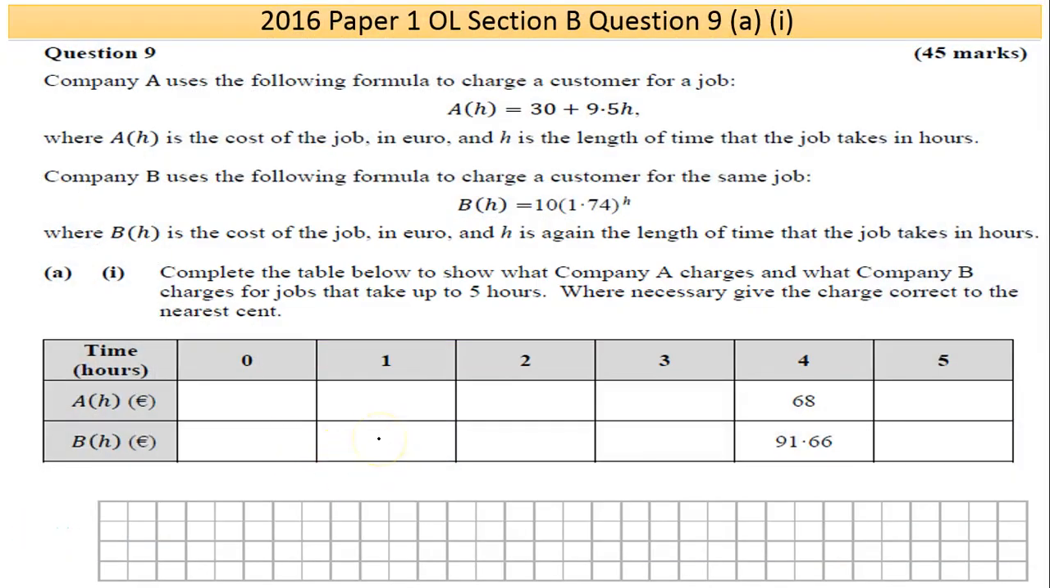Hi, this is the screencast for the 2016 Paper 1 Ordinary Level Section B question 9. This question is worth 45 marks, so it's important to do well.